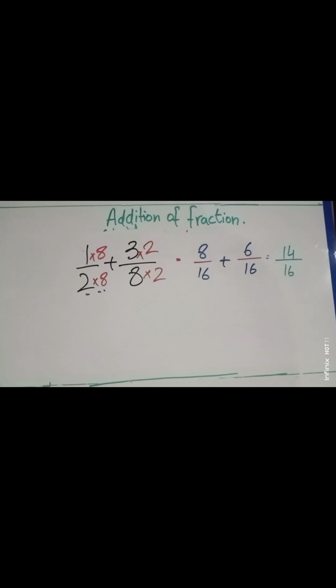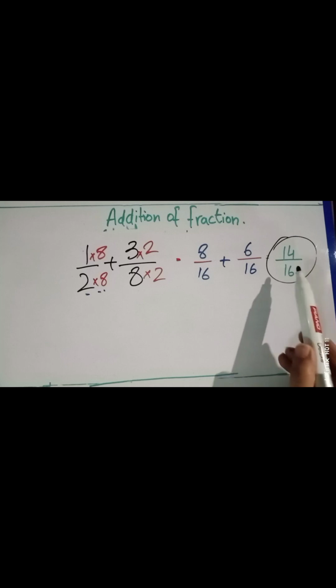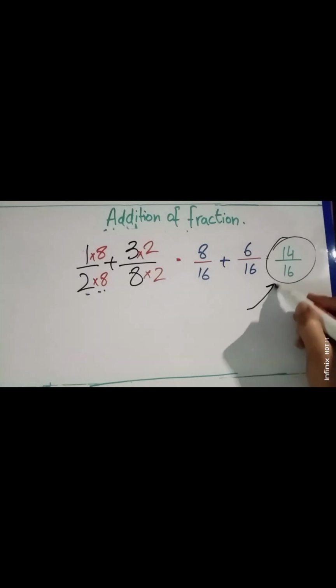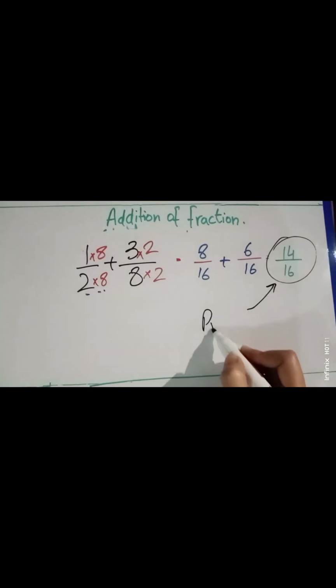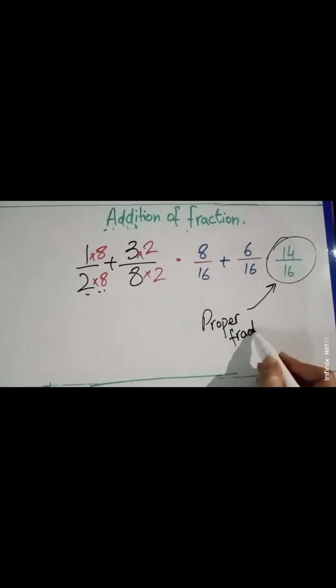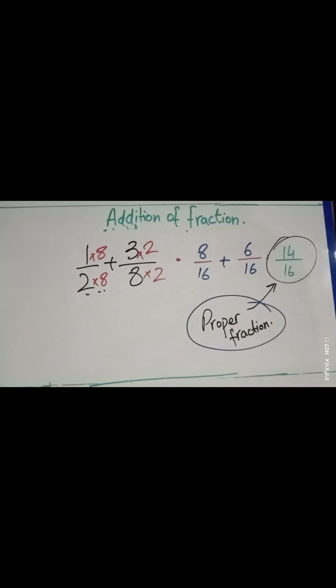Now you can see here the numerator is smaller than the denominator. So this type of fraction, where the numerator is smaller than the denominator, we call a proper fraction. In the last example, the numerator was bigger and the denominator was smaller, so we called that an improper fraction. Now we have the numerator smaller and the denominator bigger, so this type of fraction we call a proper fraction.